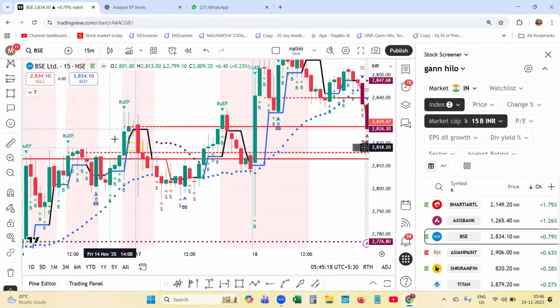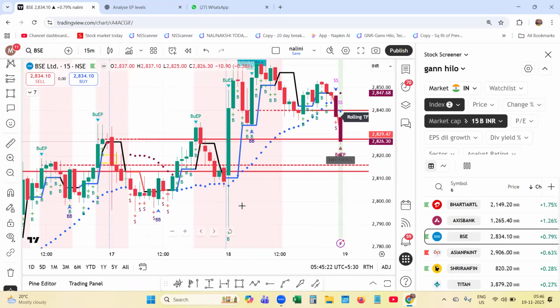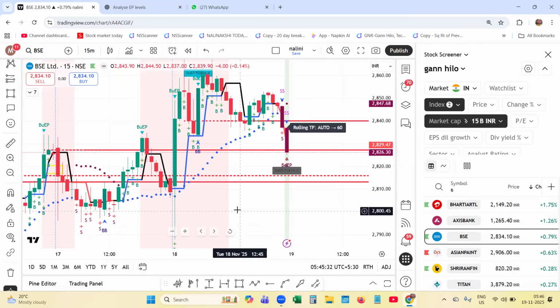Hourly pivots were clustered. The market was going sideways. The market on 18th crossed through these resistances. So you can mark these levels on your chart before taking any trade. Later it has come down, it is rolling down to the discounted area.